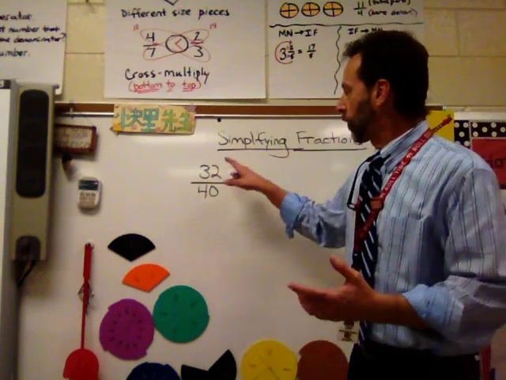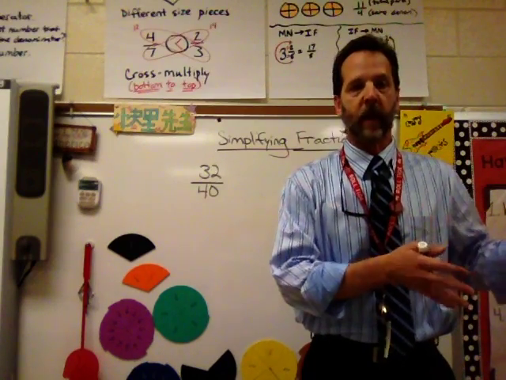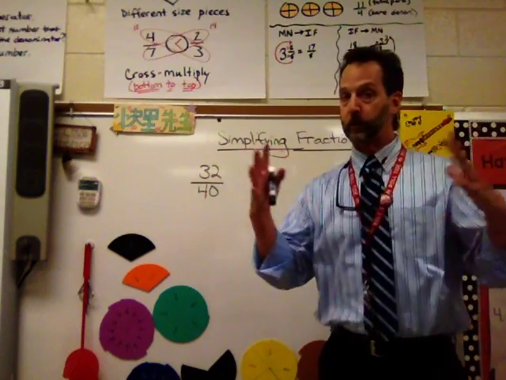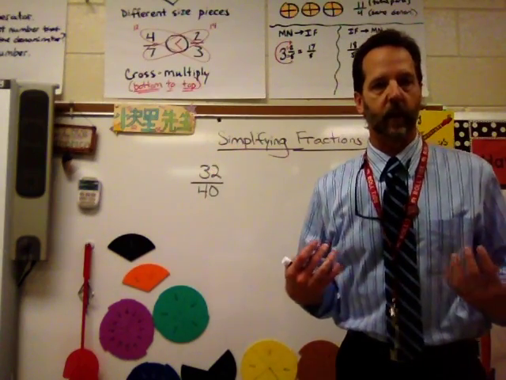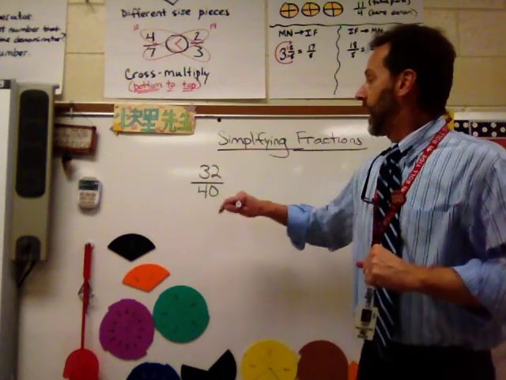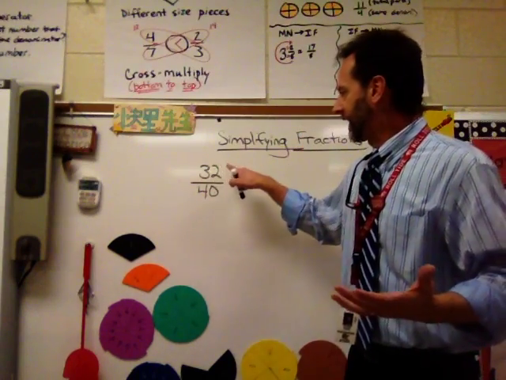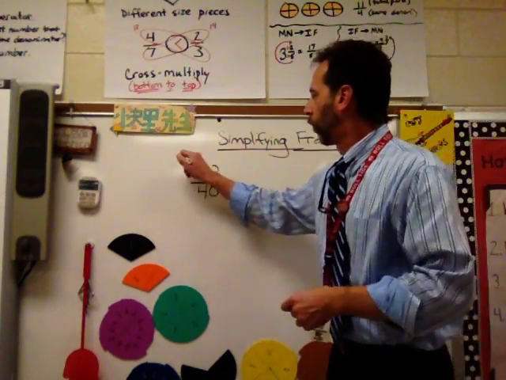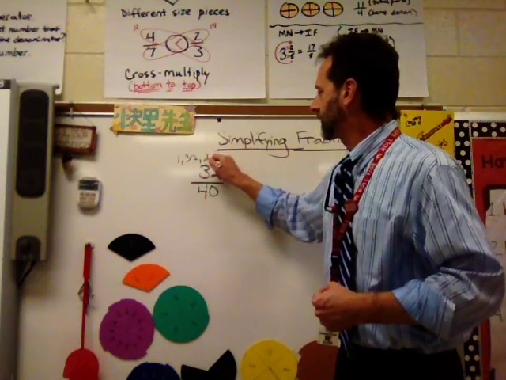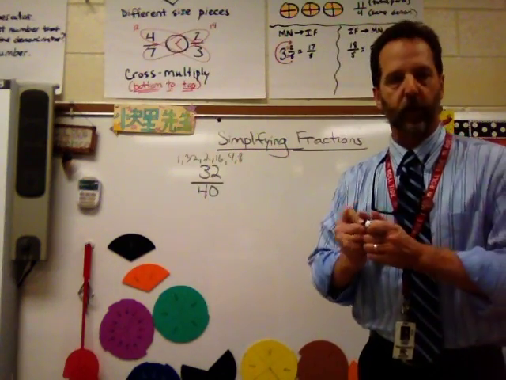So what I want to try to do is divide the numerator and denominator by the same number so I can get an equivalent fraction, but one that has smaller numbers, bigger pieces that I can understand. So I want to look at just the numerator, and I want to factor the numerator. I want to think in my head, what are the numbers that give me this when I multiply? Well, 1 times 32, 2 times 16, 4 times 8. Those are the factors of 32.